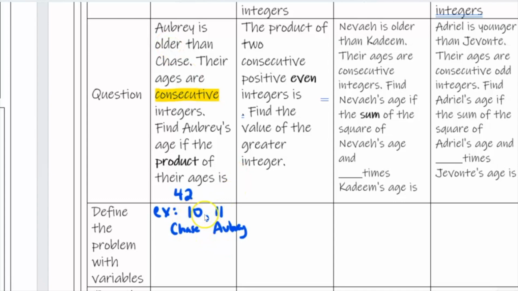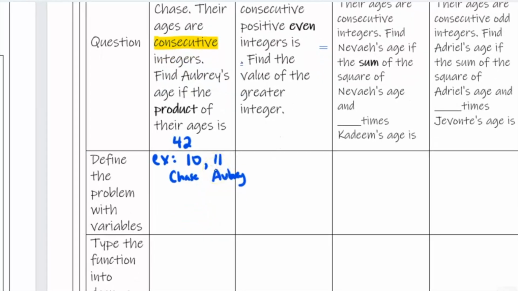Okay, so that's if they were 10 and 11, right? However, we don't know their ages. What we do know is that when you multiply the ages together, you're going to get 42. That means, say Chase's age is X. I don't know what his age is. For Aubrey's age to be consecutive, it would be Chase's age, and then I would add one to it for it to be next. So for example, if Chase was 10, to find Aubrey's age, I would say 10 plus 1, which would give me 11. So this just means one bigger than whoever's age this is. The product means that you're going to multiply, and that answer is going to give you 42. That is the hardest thing to write down.